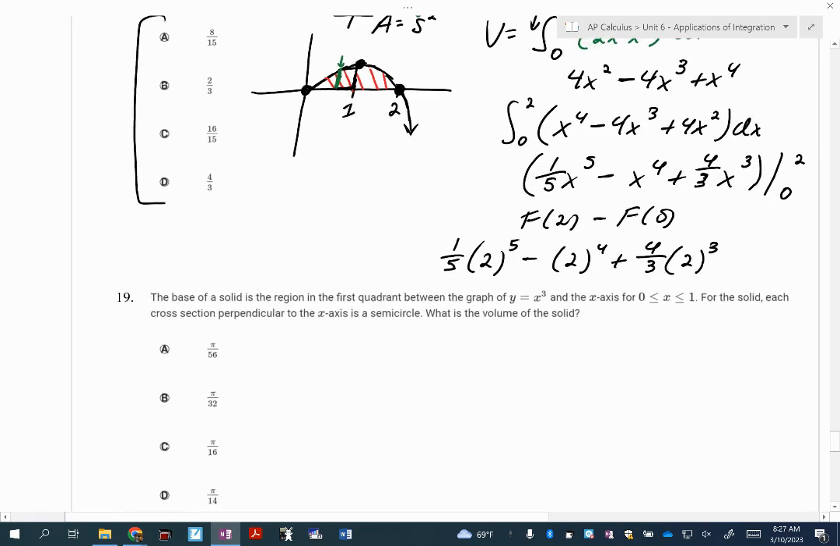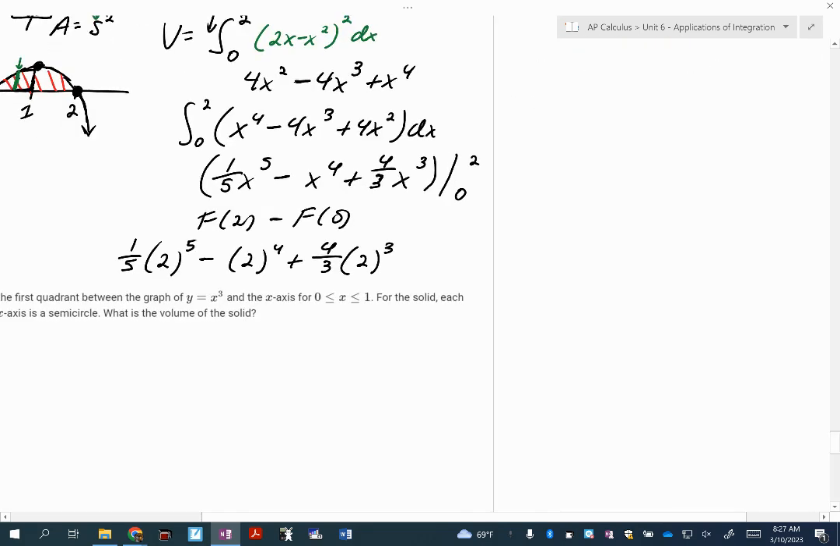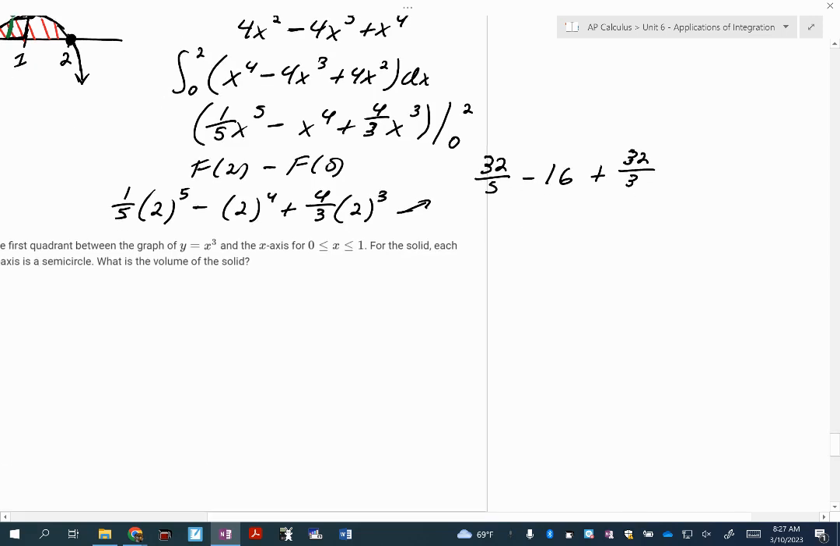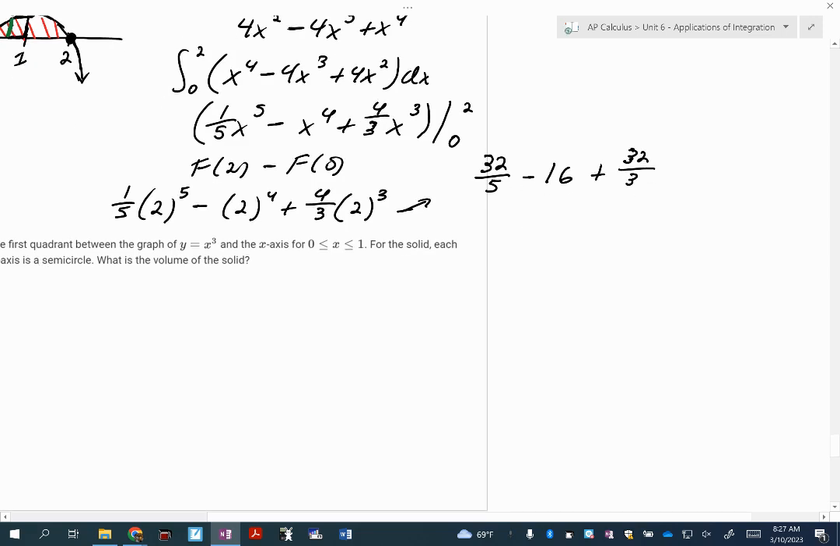All right? So that's going to give me 32/5 minus 16 plus, 2 cubed is 8, 8 times 4 is 32/3. Okay, let's get a common denominator. I guess the common denominator is going to be 15. So 32 times 3 is 96/15 minus 16. I want to get this to be 15.